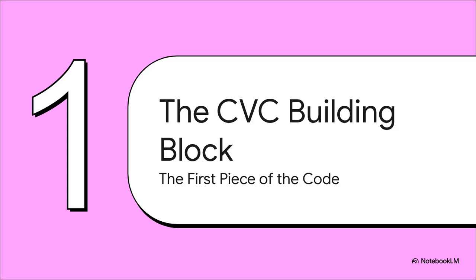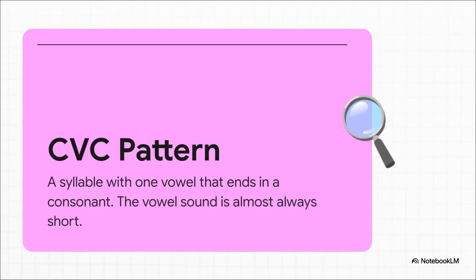Okay, so every good code has a basic unit, right? A fundamental building block. For us, the very first piece of our master key is this super simple but really powerful pattern called CVC. So what is this CVC thing? It's really simple. It just stands for Consonant-Vowel-Consonant. It's a syllable with a single vowel sound squished between two consonants. And this is the crucial part. The vowel sound in the middle, it's almost always short. Think of the A in apple, not the long A in ape. That's the key right there.